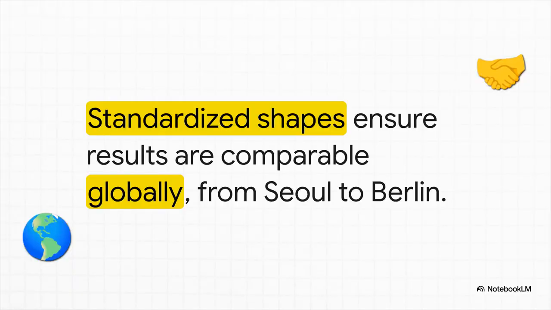And the reason for all this fuss is one simple, powerful word: consistency. When everyone, everywhere, uses the exact same shapes, the geometry of the part is no longer a variable. This is like the secret sauce of modern engineering. It means a designer in Seoul can confidently use data from a lab in Berlin and know, for sure, that the part will behave exactly as planned.